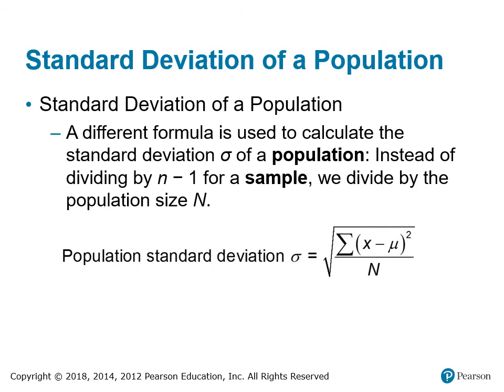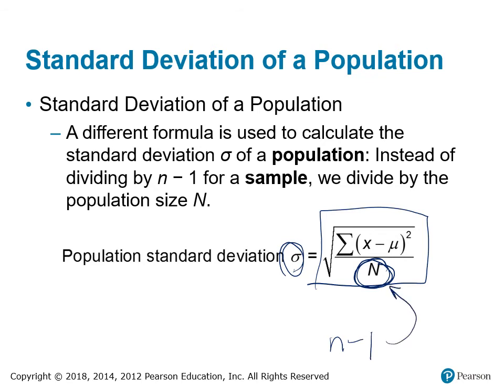The population standard deviation, again, the symbol is this symbol right here. The formula is pretty much the same formula. We use population symbols instead of sample symbols, but the big difference is right here in that the denominator here, instead of being n minus 1, it's just n, in this case capital N, because population size is capital N.